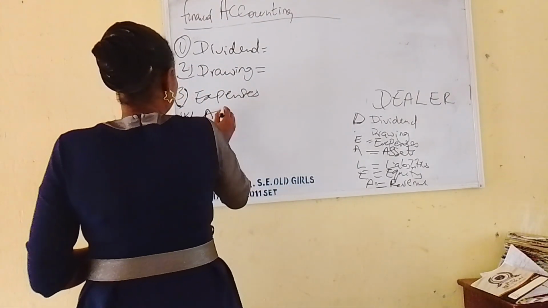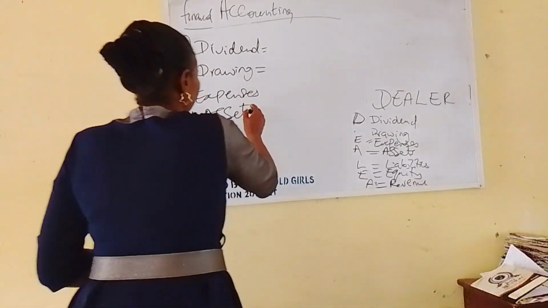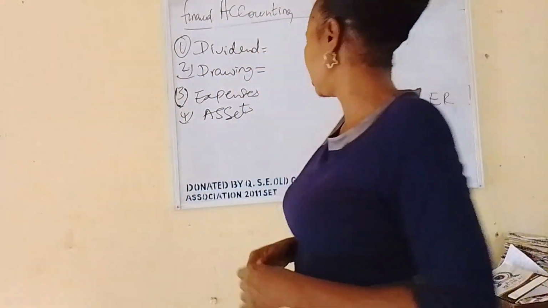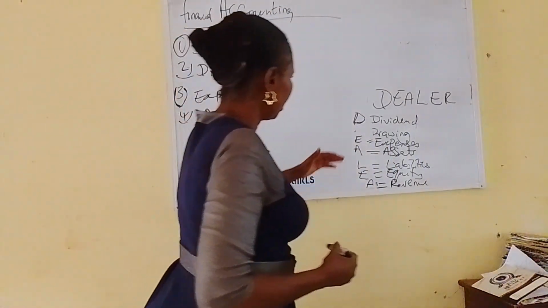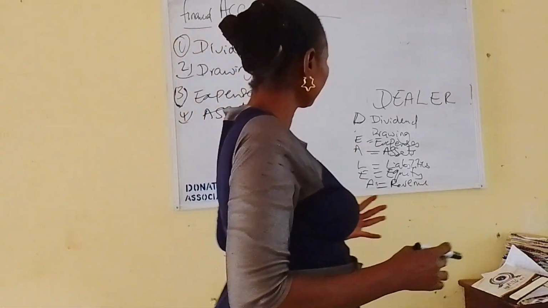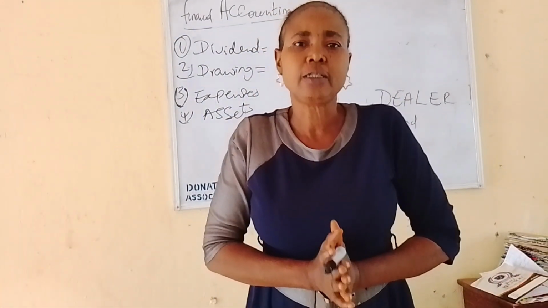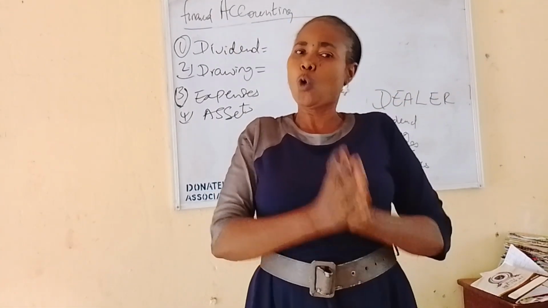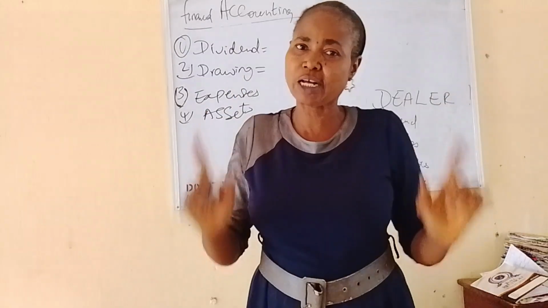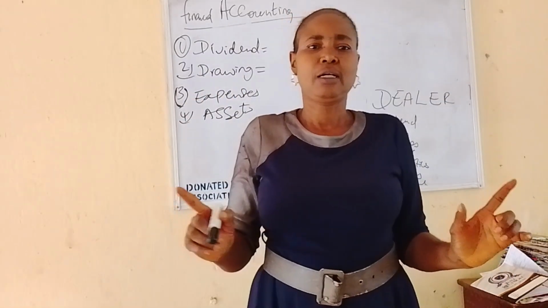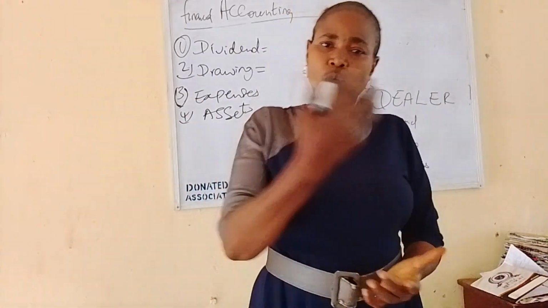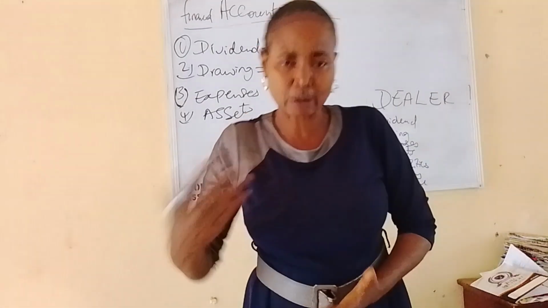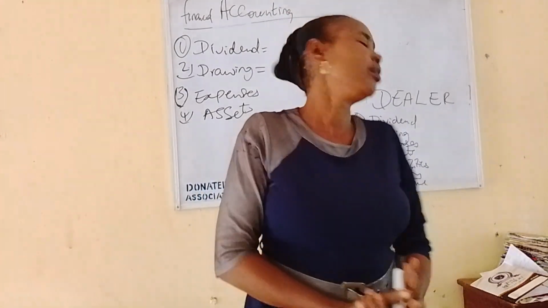Then another one is liabilities. Liability means the money the business is owing to outsiders. What the business is owing to the outsiders is known as liabilities. Example, loan is a liability. Bank overdraft, these are liabilities.